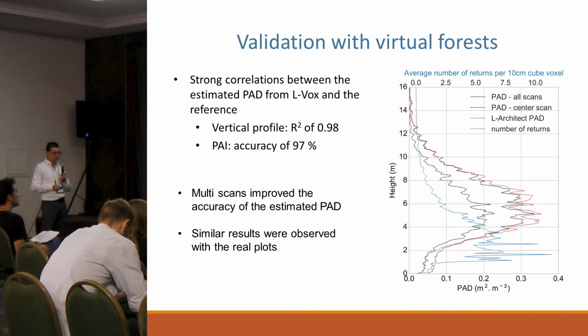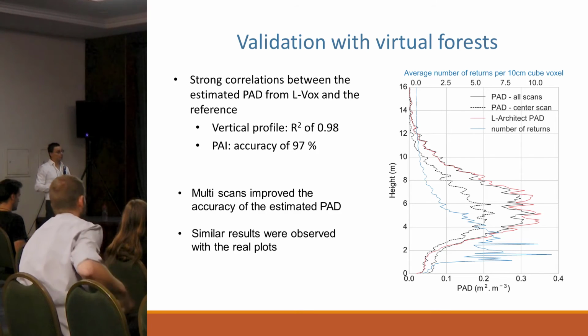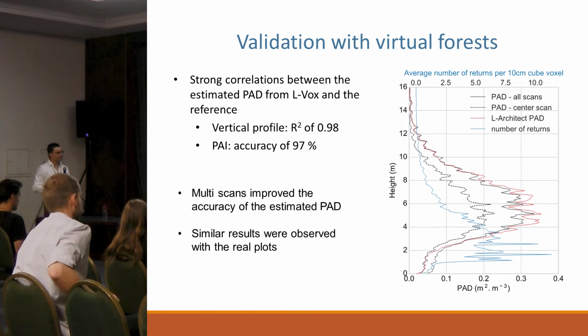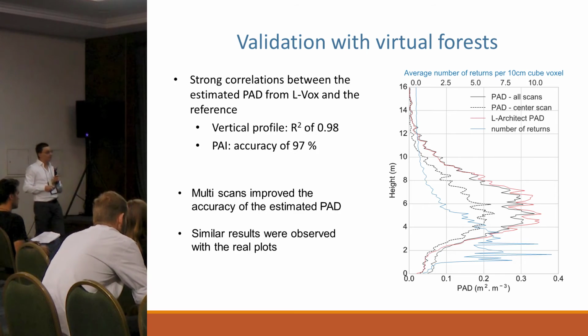So, validation with the virtual forest. Of course, it's an ideal case. There's no understory modeled within the architect in our case, but there's still noise, because at the top of the crown there's still a huge amount of occlusion within three crowns. But the algorithm performed quite well. I mean, our score of 98 is pretty good. The accuracy of the integration of PAI is 97%.